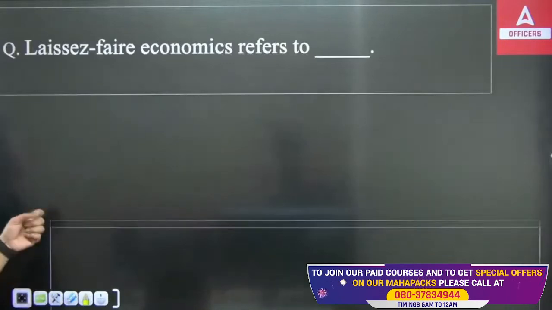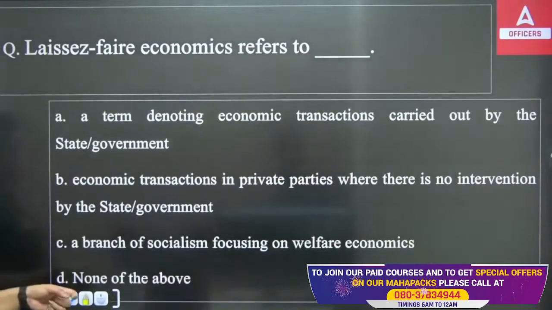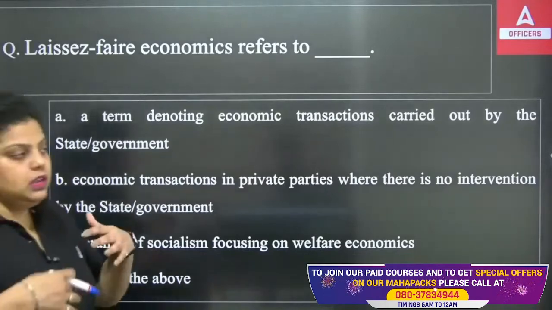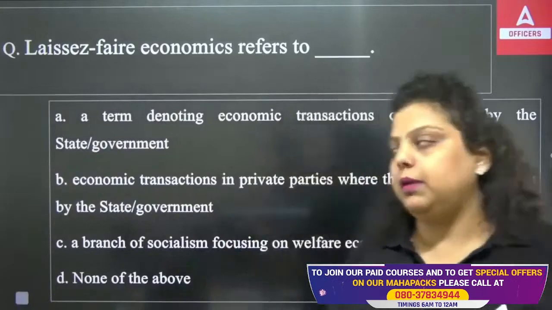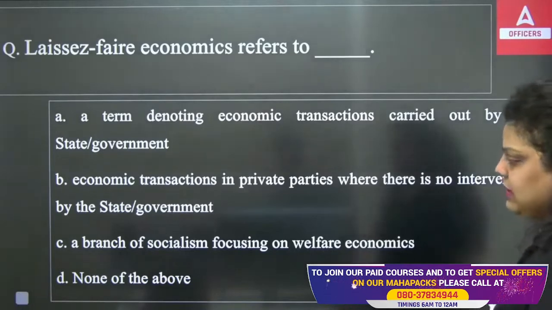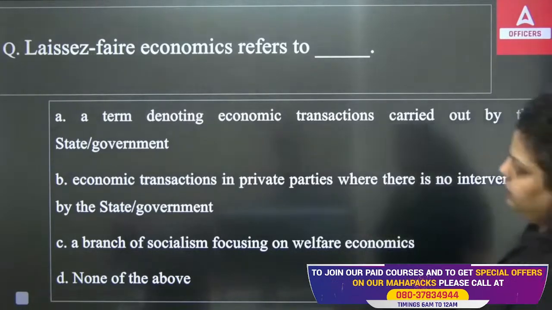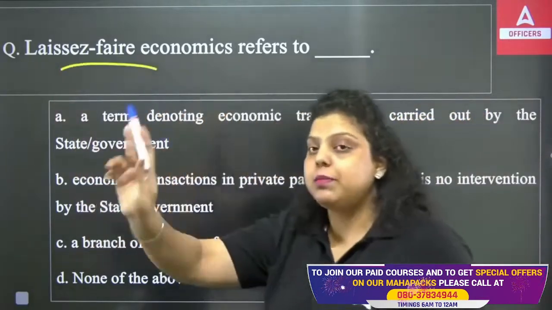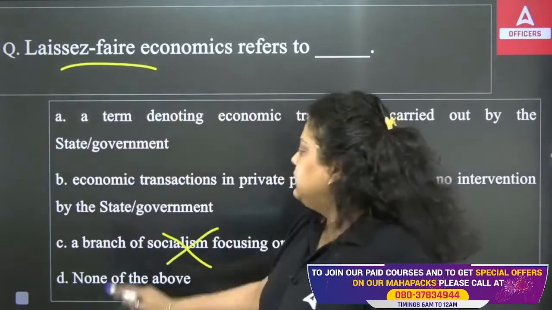Next, laissez-faire economics. I have just told you laissez-faire economics is the capitalistic or market economy which works on the market forces, and market forces are demand and supply. So you have to answer which of the following is correct about laissez-faire economics: A, B, C or D. A term denoting economic transaction carried out by the state government. Economic transaction by private parties where there is no intervention by the state government. A branch of socialism focusing on welfare. None of the above. It's a laissez-faire economy, it's a capitalistic economy, private industrialists will be there. There is no role of socialism. There is no role of a state government.